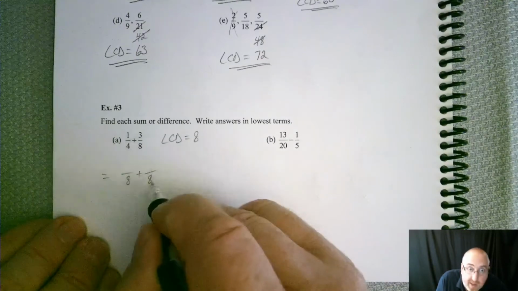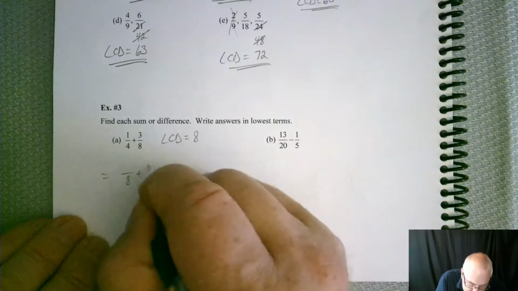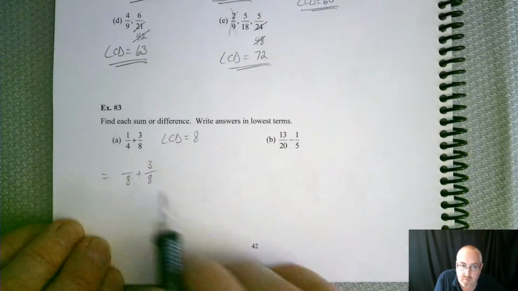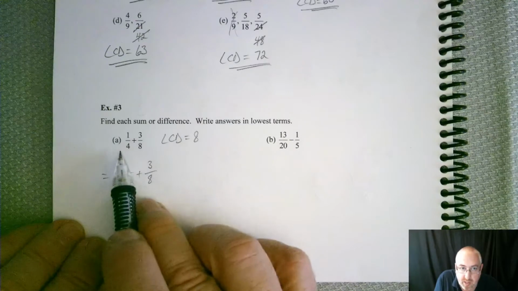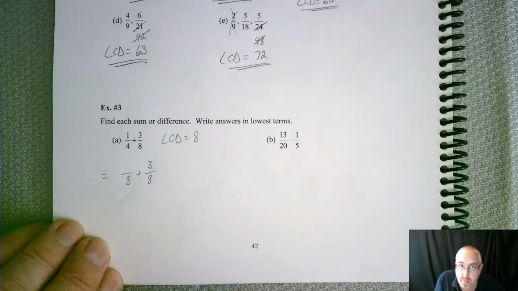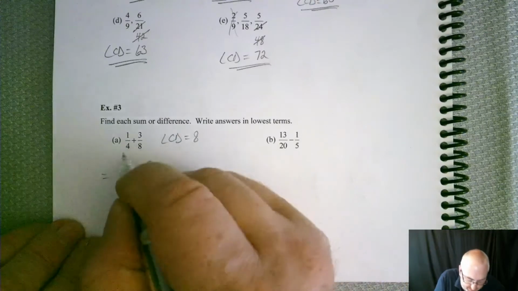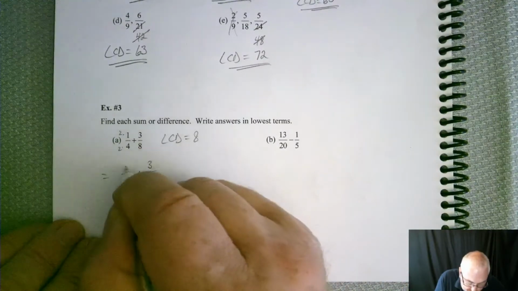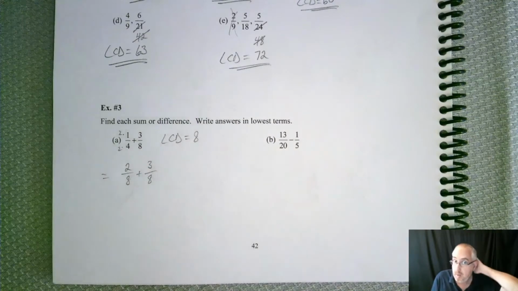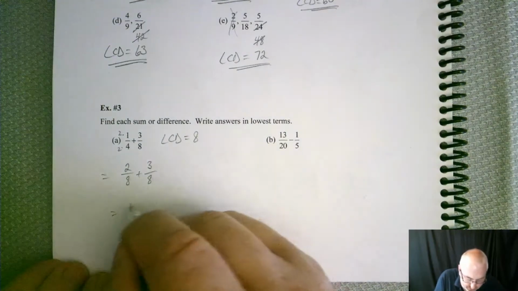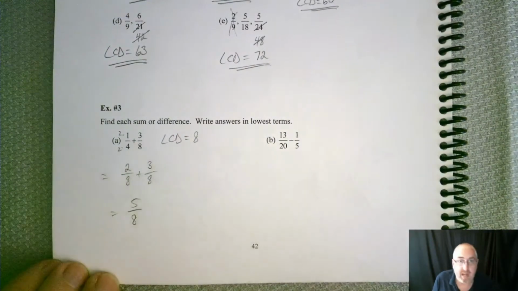Now the second fraction was already an 8, so all we got to do is just carry the top down as is. But what about the first fraction? We changed the bottom from a 4 to an 8, so what should the top change to? You got it. It's going to change to a 2 because we're multiplying it by 2. So now the denominators are the same, so now we can add the tops. So this should give us 5/8. Done.